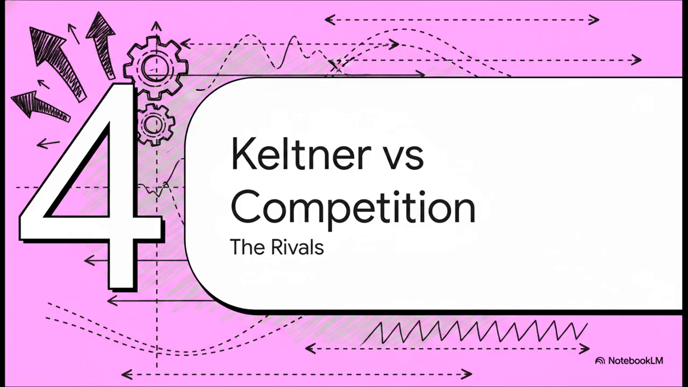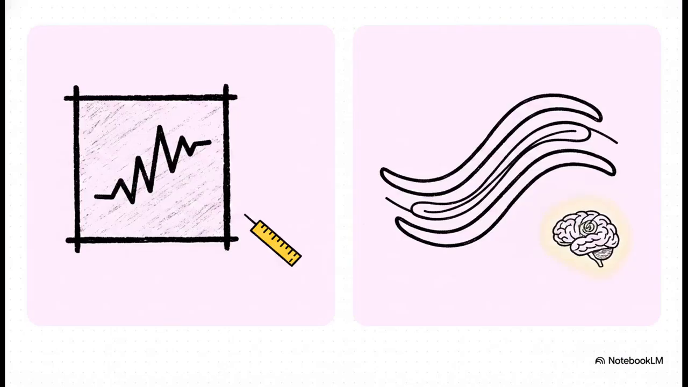Section 4. Keltner versus the competition. The rivals. Now, you might be wondering, how does this stack up? Let's look at the Donchian Channel first. We covered that back in strategy number 4. Donchian rigidly waits for absolute price extremes. It asks, has price made a new high over the last N periods?